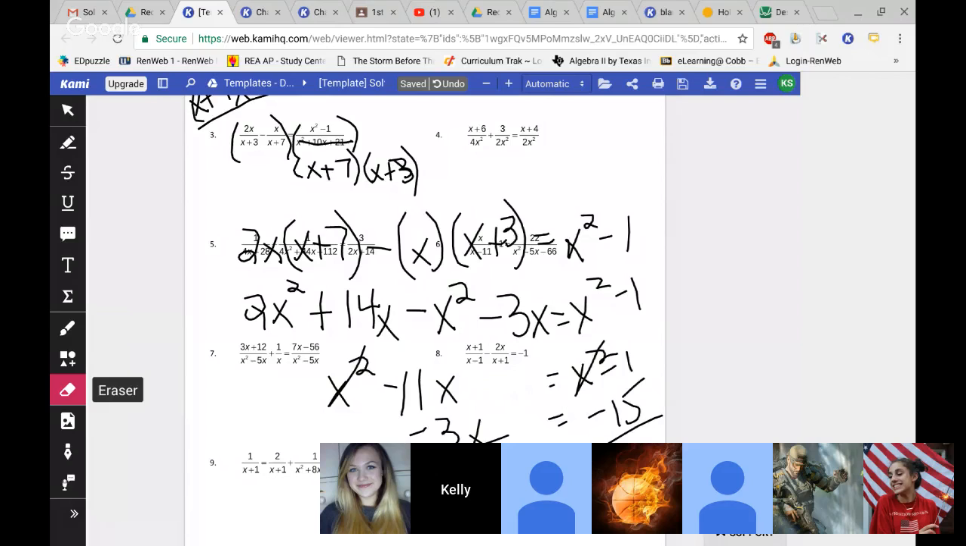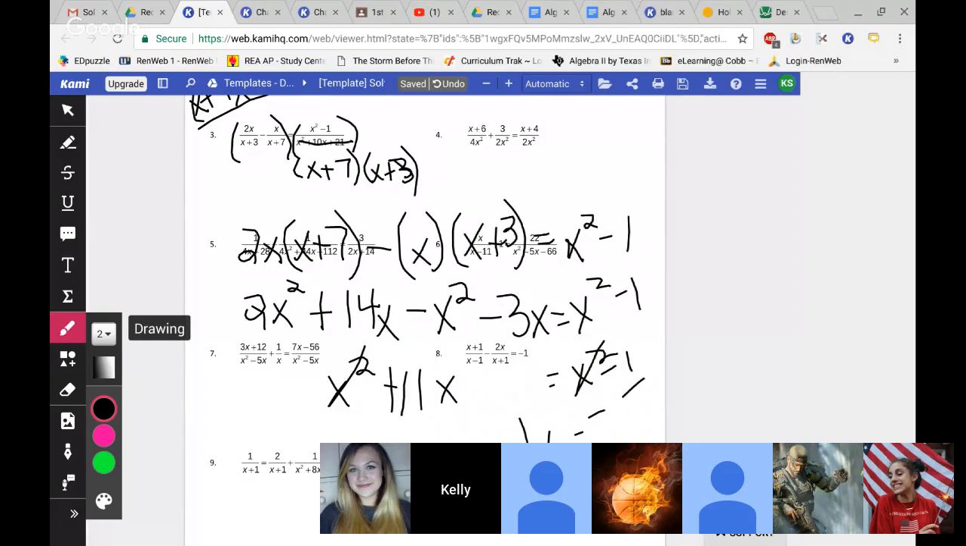Okay, I think that does that. Plus 11x. Those do cancel out. That's where we get it. Those do cancel out. So then I have 11x equals -1. And then x equals -1 over 11.